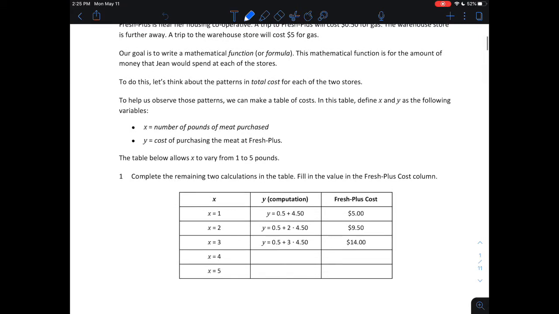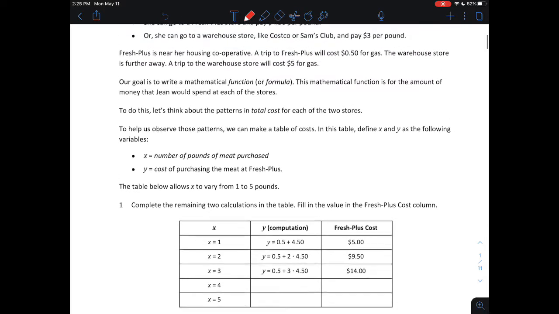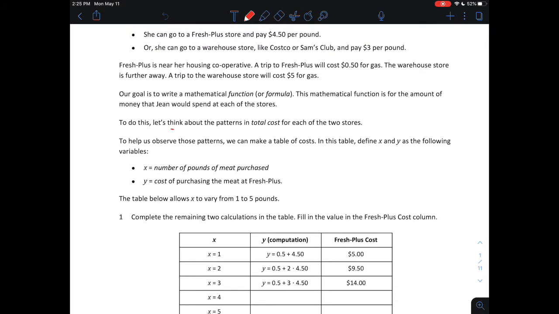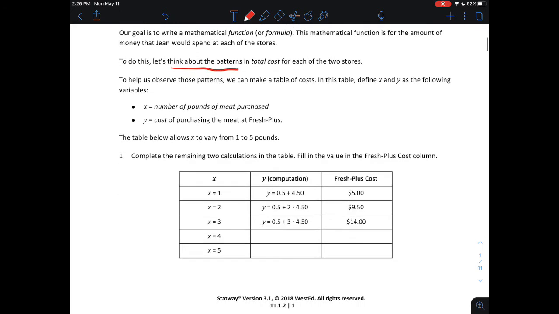So number 1, complete the remaining two calculations in the table. Fill in the value in the Fresh Plus cost column. And what I want us to do while we're filling this out is think about the patterns that we notice. So let's take a look at this table. We see that we have X as the first column, and then the middle column is Y, which is our computation, and then the last column is the Fresh Plus cost column.